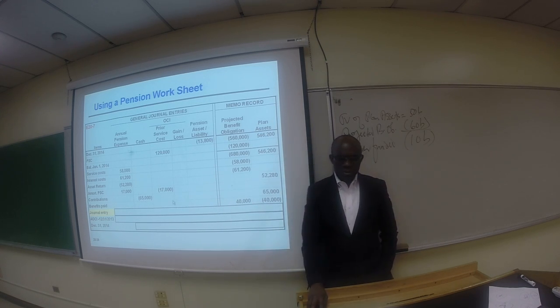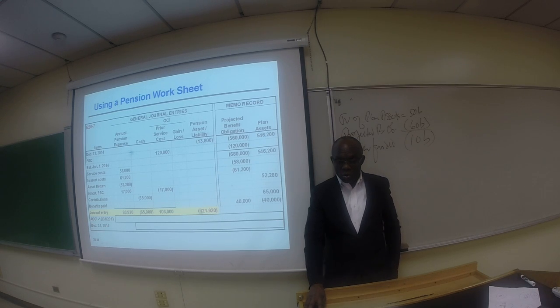So, moving along, the journal entry, take a look at this. The annual pension expense is $83,920. The prior service cost here is $103,000, but we paid only $65,000. So therefore, we are short by $121,920.